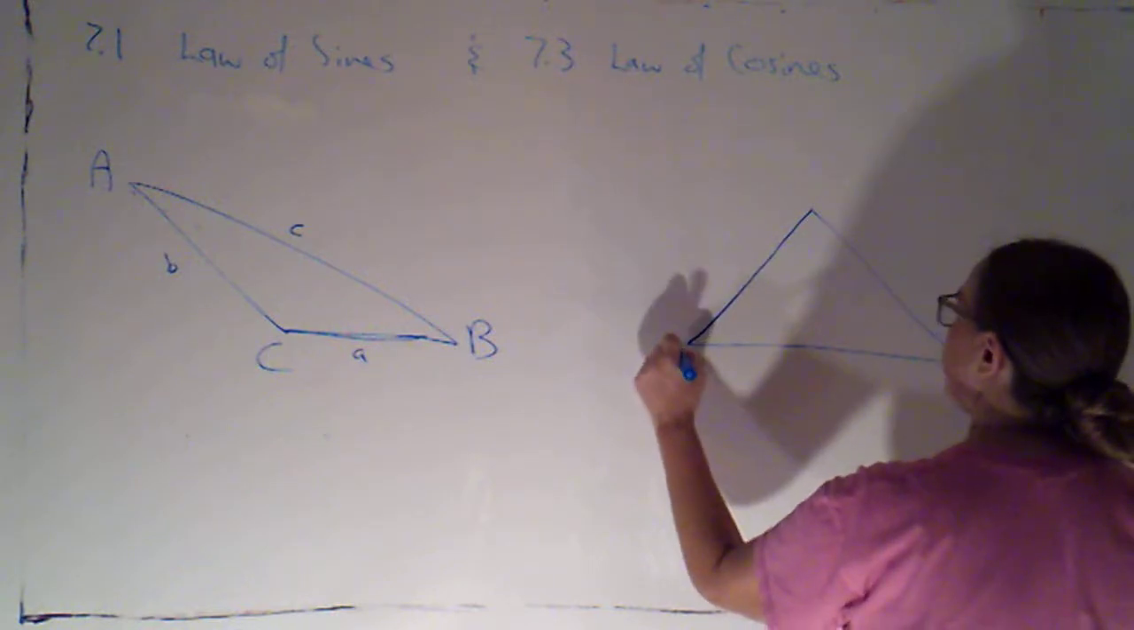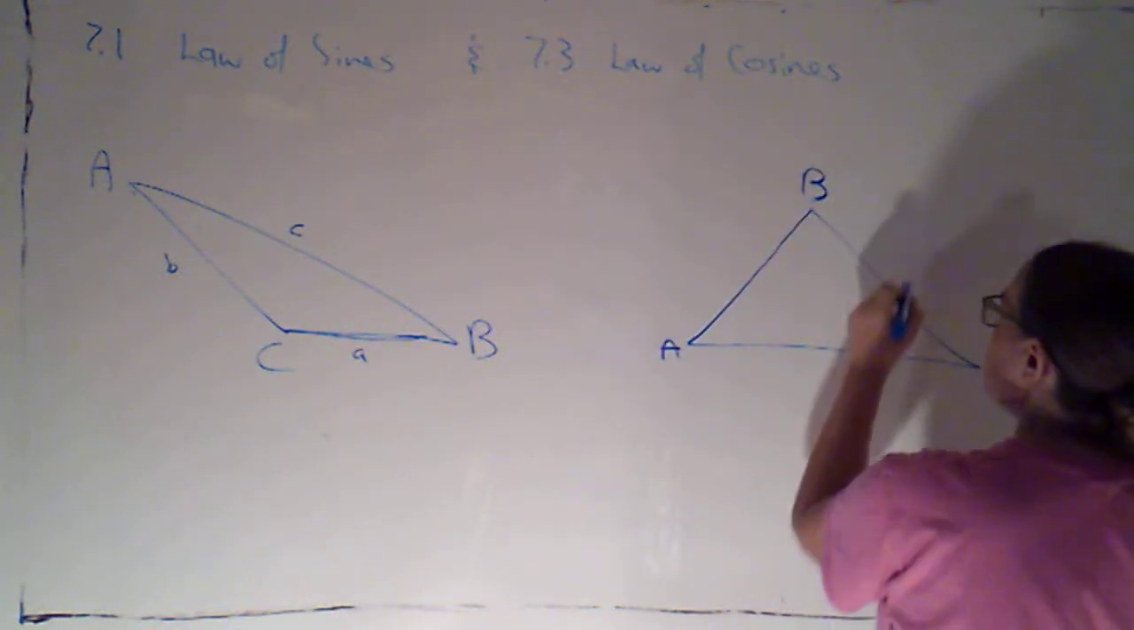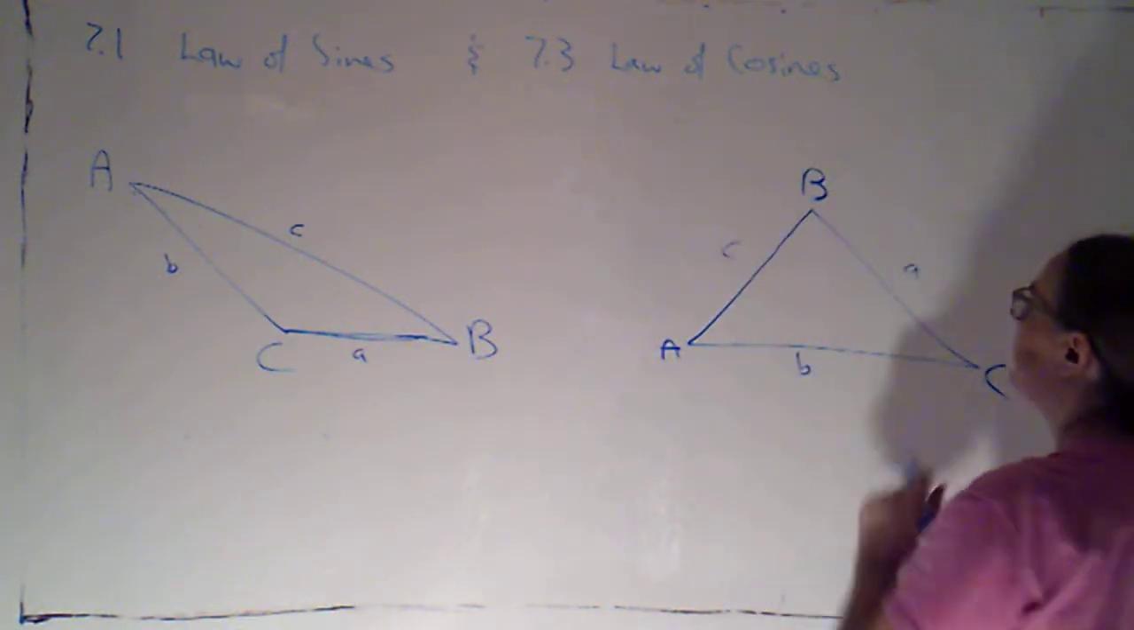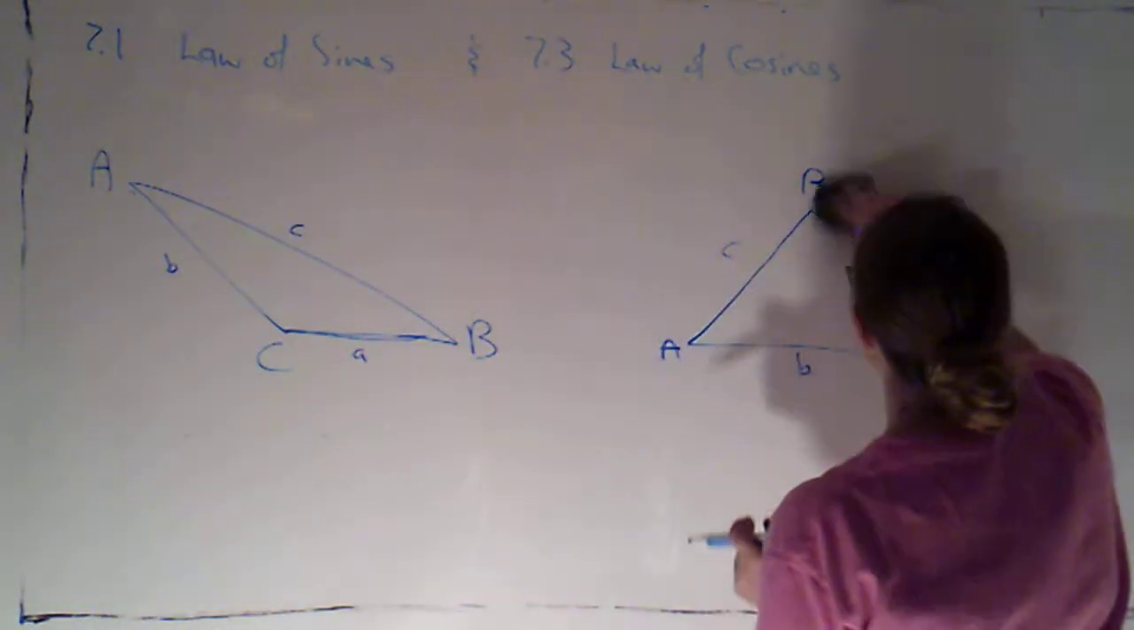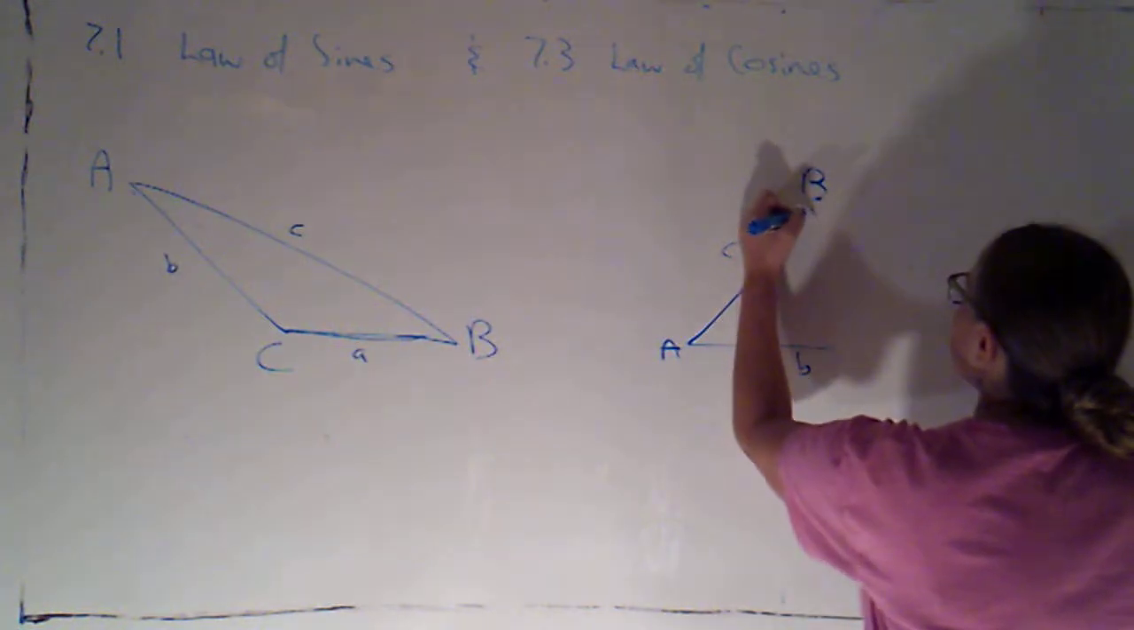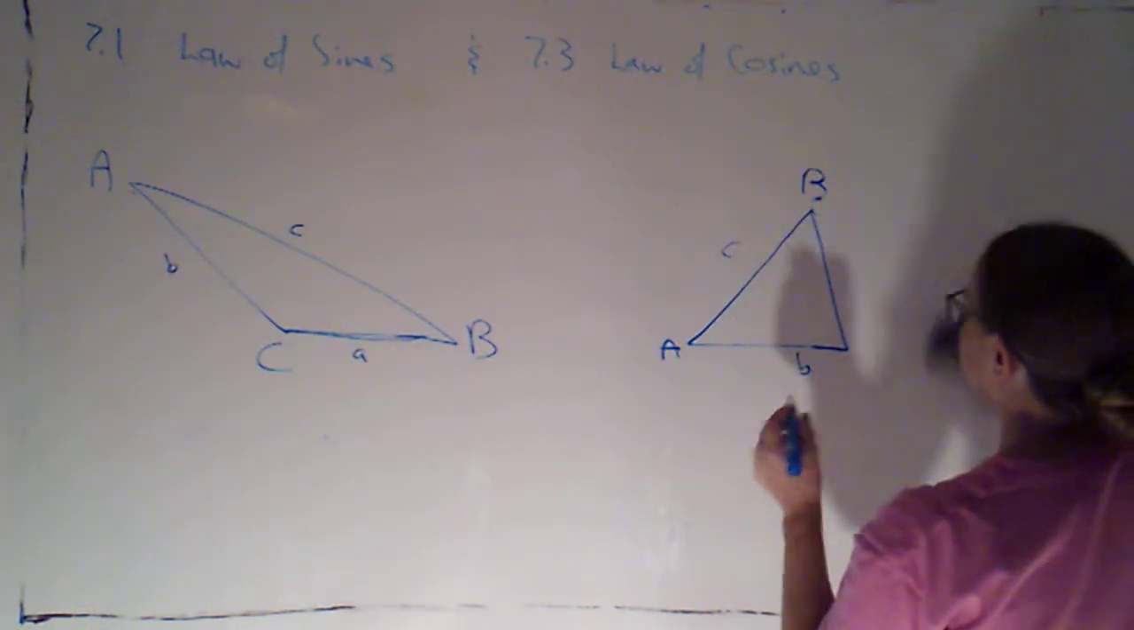So I could have A, B, C. This would be A, B, and C. That almost looks like it's a right angle, and I didn't want it to look like that. So let's make it a little more obvious. There we go.